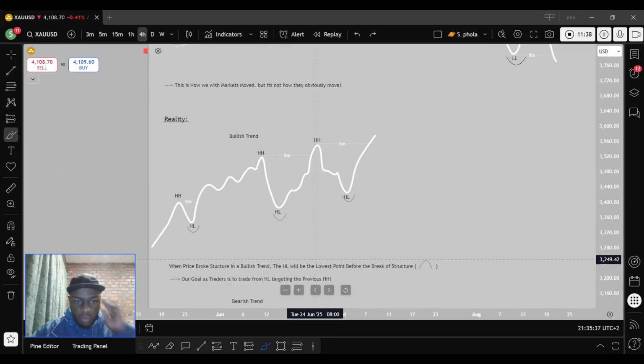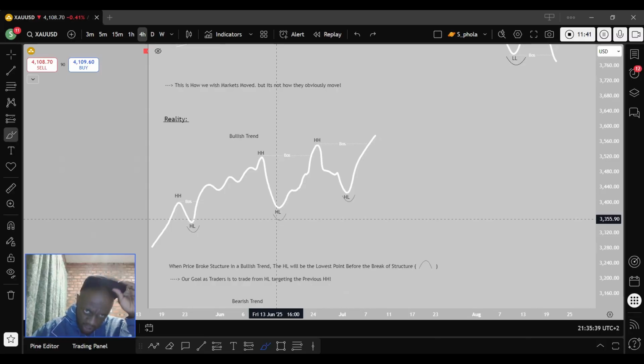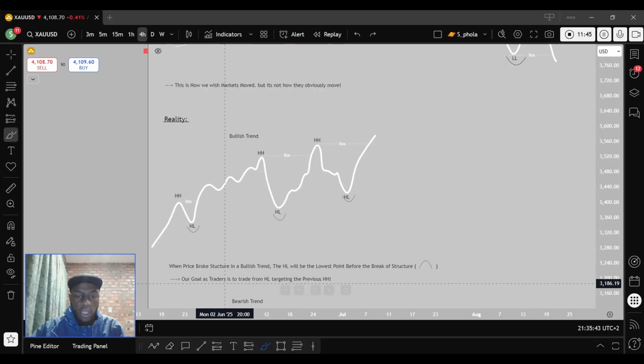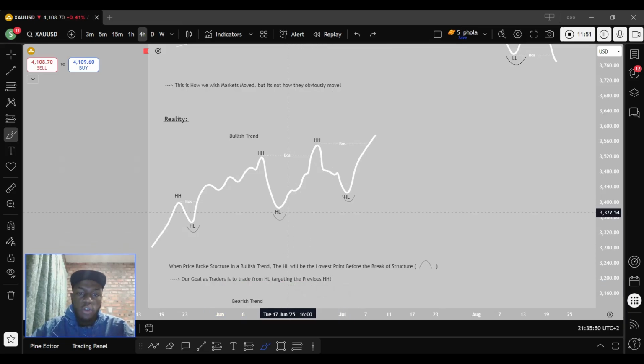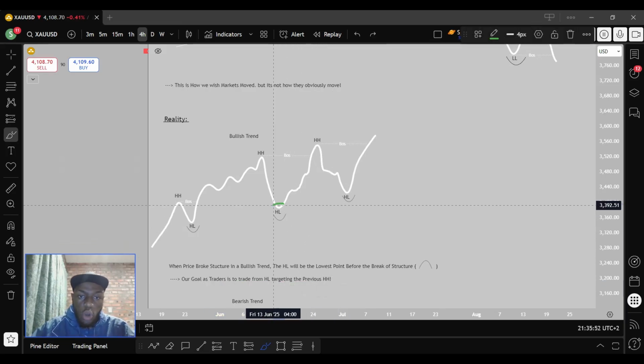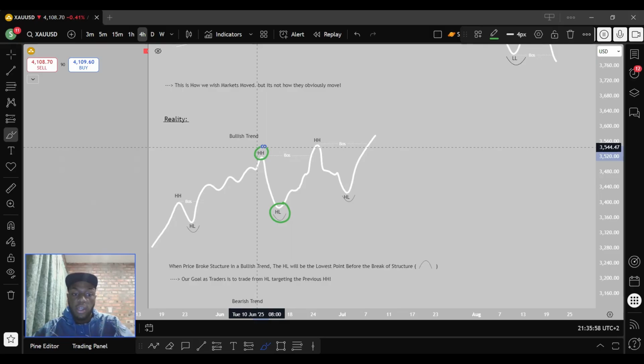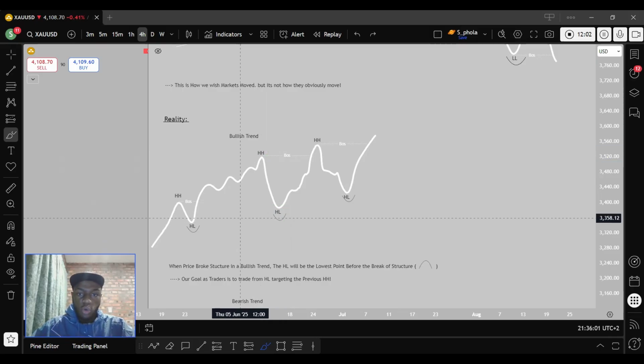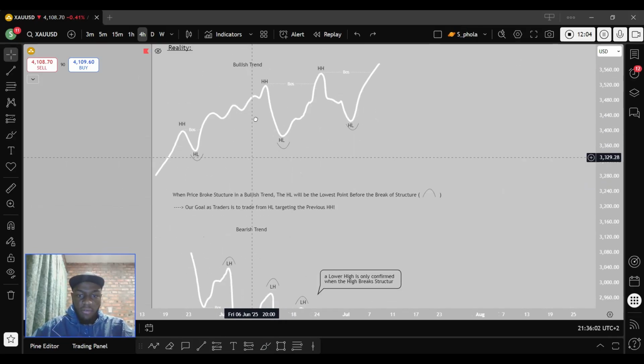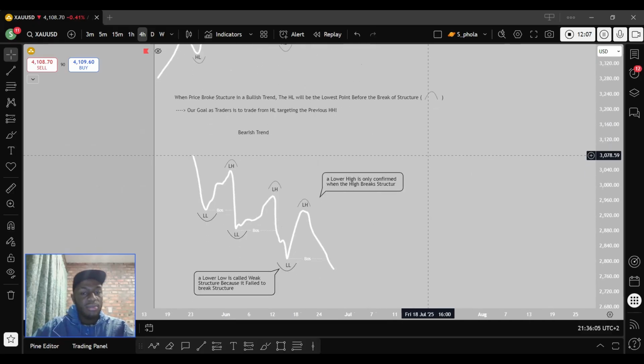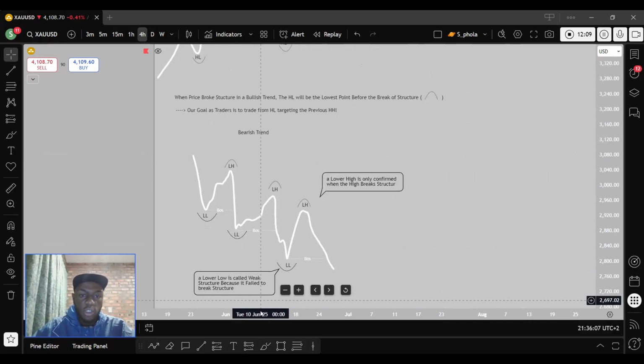So cool. And our goal as traders is to trade from the higher low, targeting the higher high, right? So our goal as traders is to be able to trade from this, targeting this. These are your bread and butter trades, right? So cool. Then for the bearish market, which is the exact opposite, which is what?